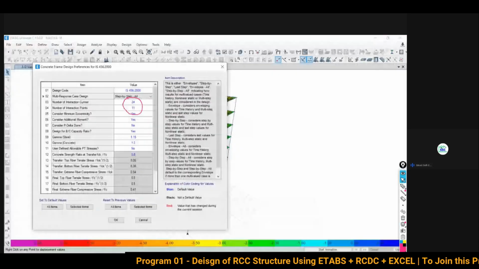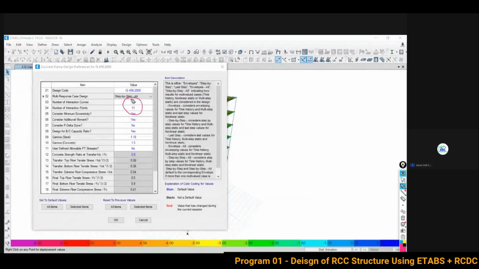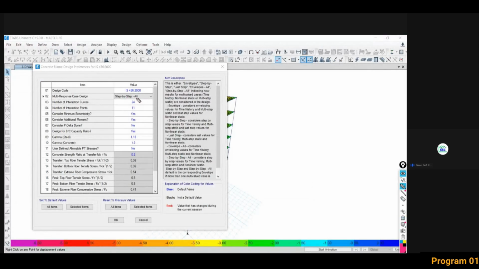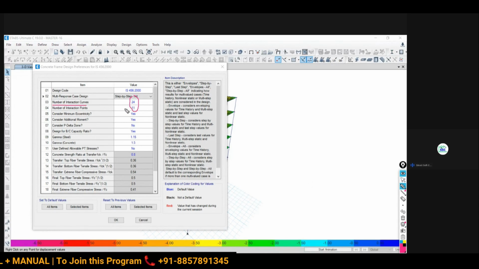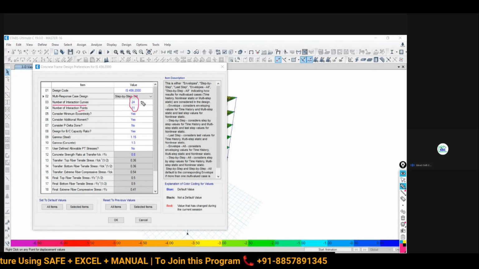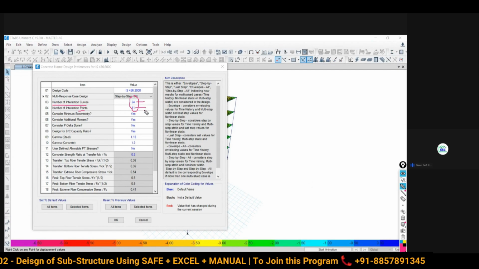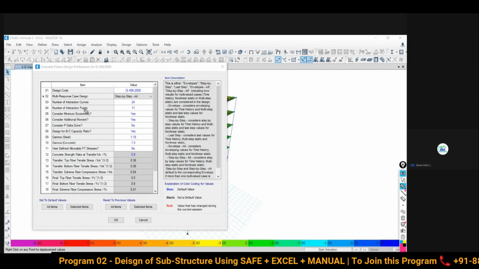So the next point is, we don't need to do anything here, but for your understanding, what does it mean? People are actually not discussing this, so you should understand this point. The number of interaction curves is that thing, and the number of interaction points is that thing, but we don't need to do anything with these two values. That is not required. Let it be as it is.